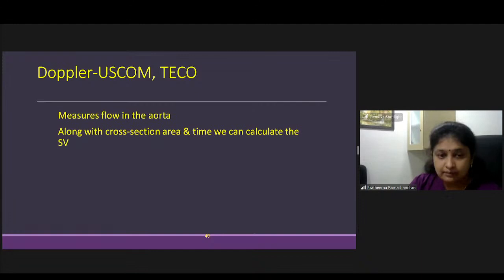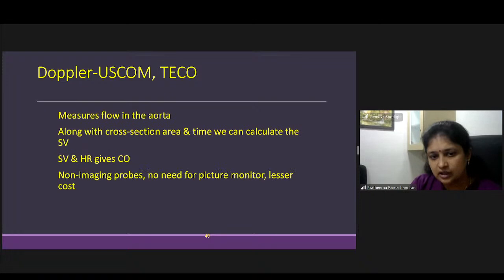Everywhere in hemodynamic monitoring, all the monitors are concentrated at the aortic root. That is where they take the cross-sectional area, which is measured along with the movement of blood and the time it takes to move, and SV is calculated. So this is what I told you: stroke volume and heart rate give us cardiac output directly. We can get a number on a screen.